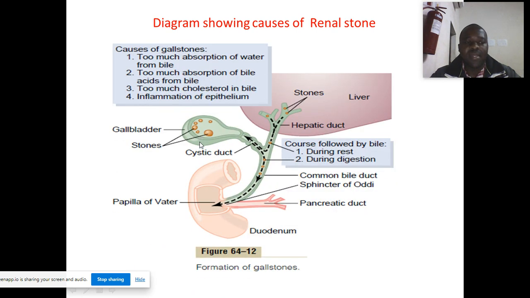Finally, this diagram shows the common factors causing gallstones. What can cause gallstones? Too much absorption of water. We know the gallbladder is involved in concentration of bile, so too much water absorption, too much absorption of bile acids from bile, too much cholesterol in the bile, and inflammation of the epithelium.